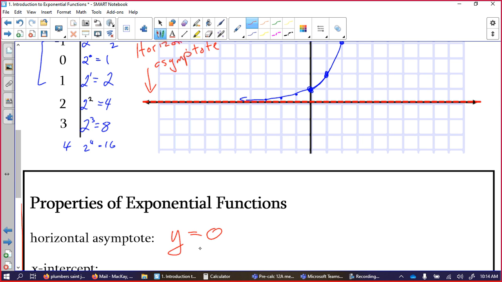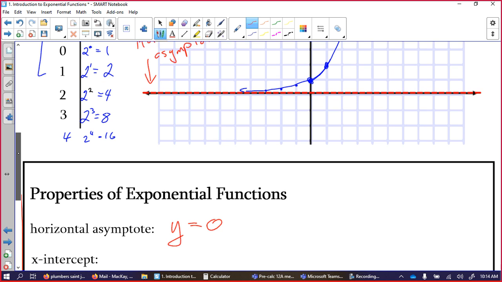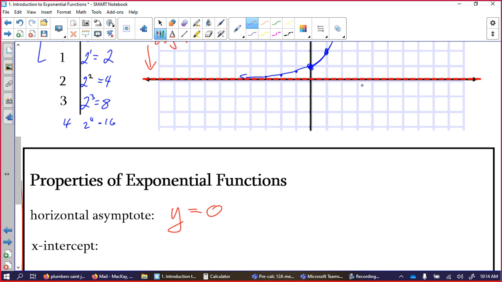And this is an asymptote, but it's like a sinusoidal axis. You can move it up and down based on a transformation. It has an x-intercept. Where is it going to cross the x-axis?